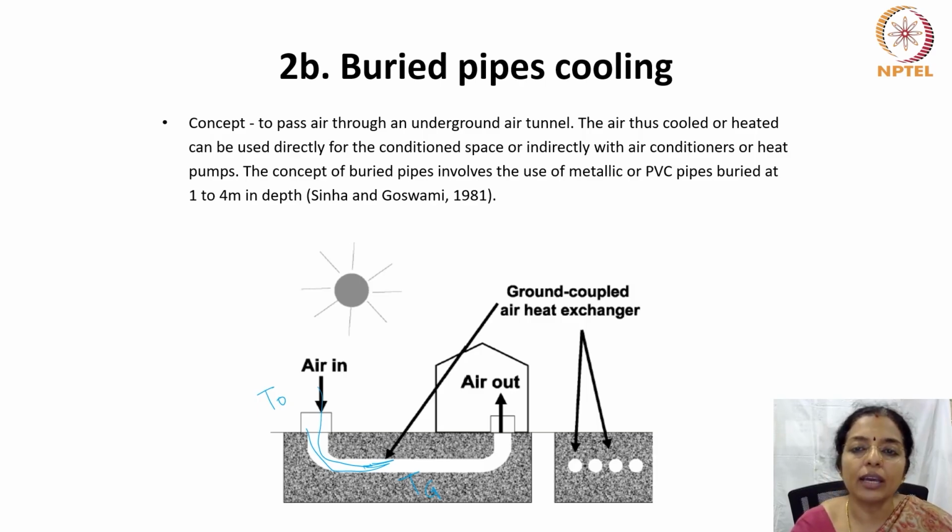The concept of buried pipes involves the use of either metallic tubes or PVC pipes which are buried at a depth of 1 to 4 meters below the soil, like this. These are buried pipes below the soil.